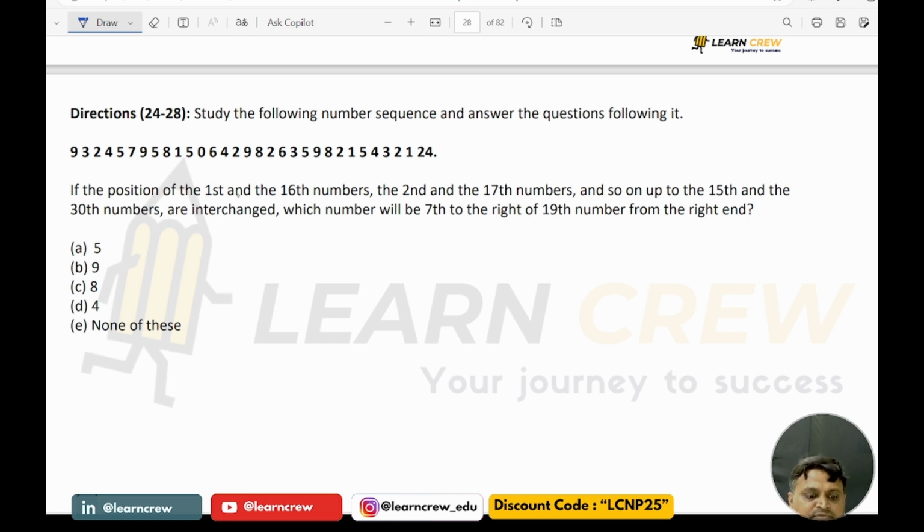So if the position of first and 16th, see here 1, 2, 3, 4, 5, 6, 7, 8, 9, 10, 11, 12, 13, 14, 15, 16. If the position of first and 16th are interchanged, second and 17th. Now what will happen? Please see here, all these will become first, all these will become the next continuous. Now what is asked here?